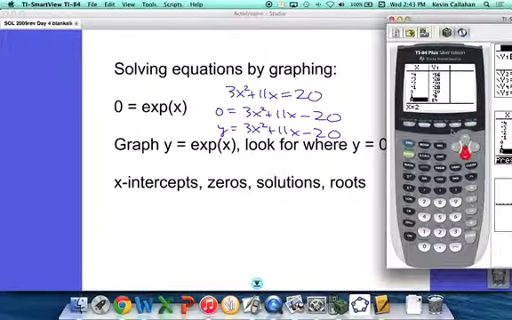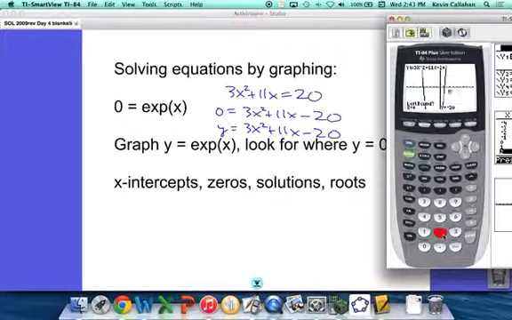Sorry about that. That was my fault. Okay, so how do we find a 0 when it's not actually at one of the integer values? It's the same menu, right? Second trace, and now you go for 2 for 0. So 2. Okay, and it's going to ask you left bound, right bound, and then guess.